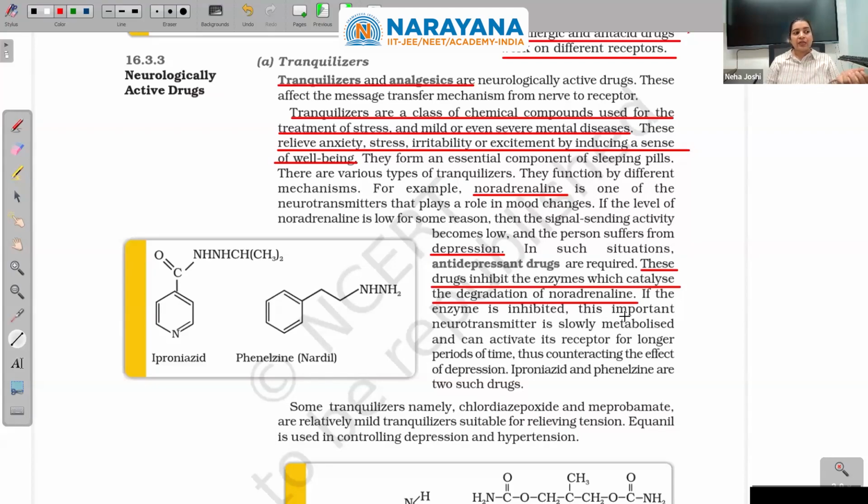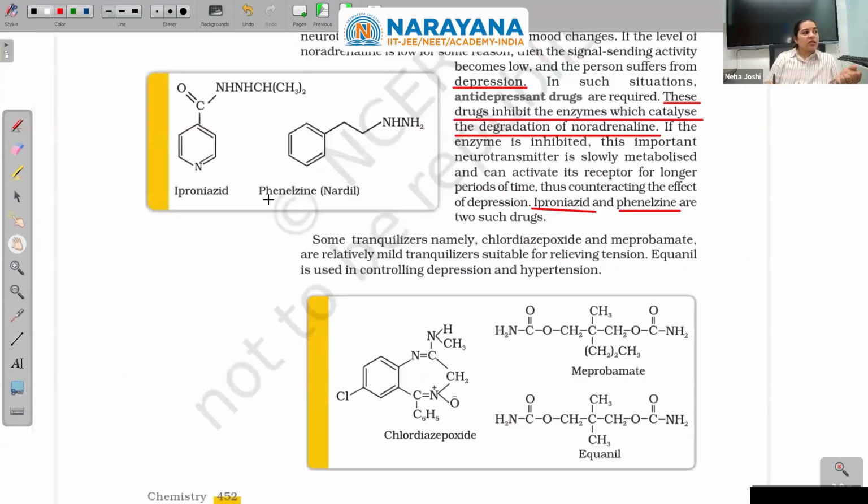If the enzyme is inhibited, this important neurotransmitter is slowly metabolized and can activate its receptor for a longer period of time, thus counteracting the effect of depression. What are the drugs? Iproniazid and phenelzine are two such drugs. They have one thing in common, and that is a hydrazine-type group present in both.